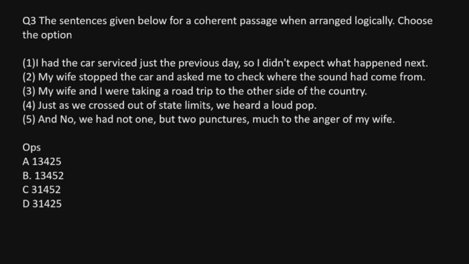What not one? So that answer to that, what is in point number 2, where the wife asked the husband to check where the sound came from. Then the husband says we had not one but two punches. So it will be 4, 2, and 5. So the whole sequence is 3, 1, 4, 2, 5. The option D is the correct.